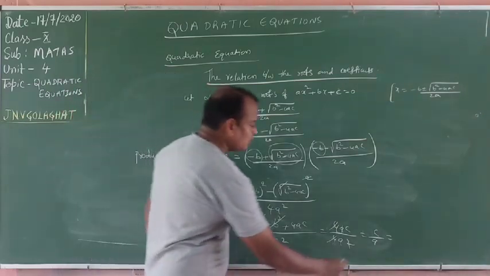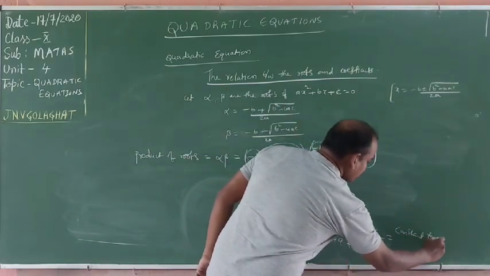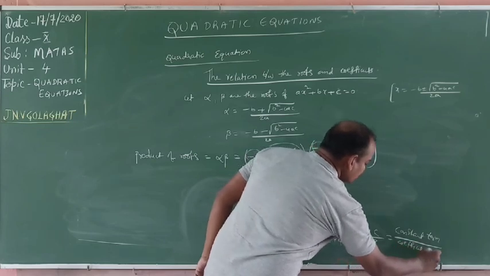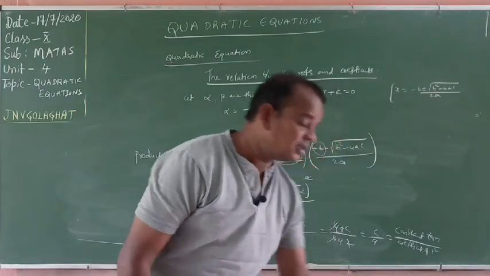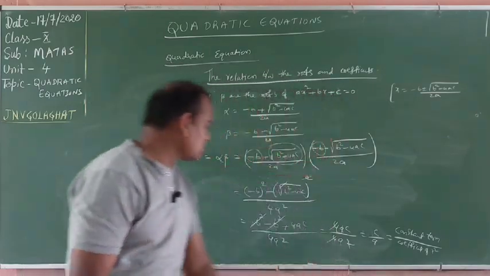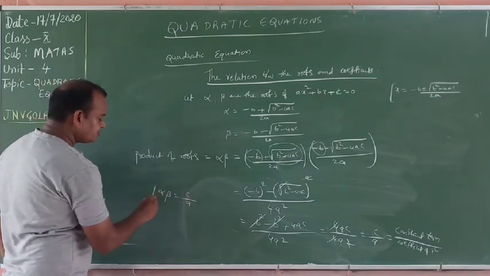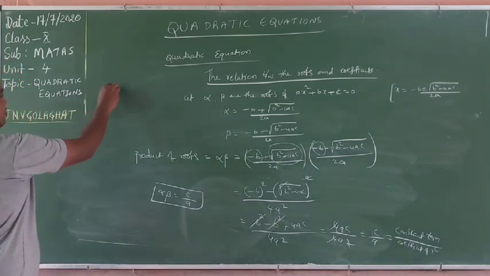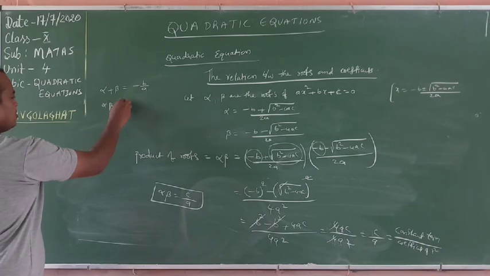Product of the roots is equal to constant term by coefficient of x square. That is the formula. What is the formula? Tell me. Product of the roots, alpha into beta, is equal to how much? C by a. So we learned first that alpha plus beta, the sum of the roots, is equal to minus b by a. The product of the roots has the formula c by a.